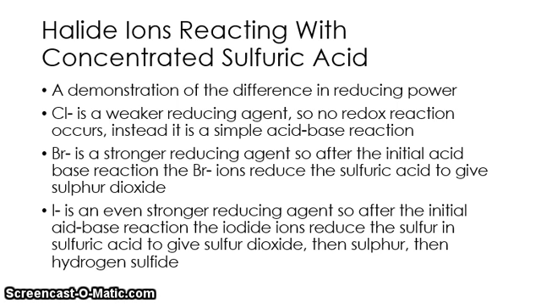So after you get the initial acid-base reaction, then the Br- ions reduce the sulfuric acid to give sulfur dioxide. And for the I-, that's an even stronger reducing agent, which means after the initial acid-base reaction, the iodide ions reduce the sulfur in sulfuric acid to give sulfur dioxide initially, then to give sulfur, and then finally to give hydrogen sulfide.